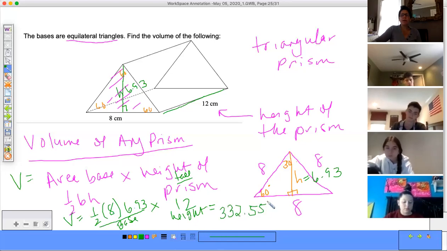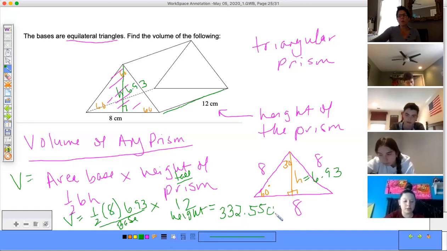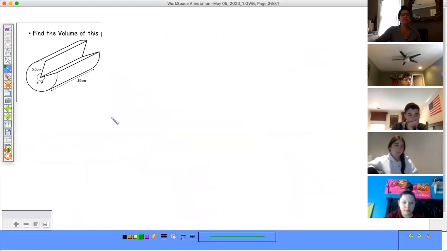What are my units? Cubic centimeters. Say it better. Cubic centimeters? Okay, great. All right, moving on to the next one.